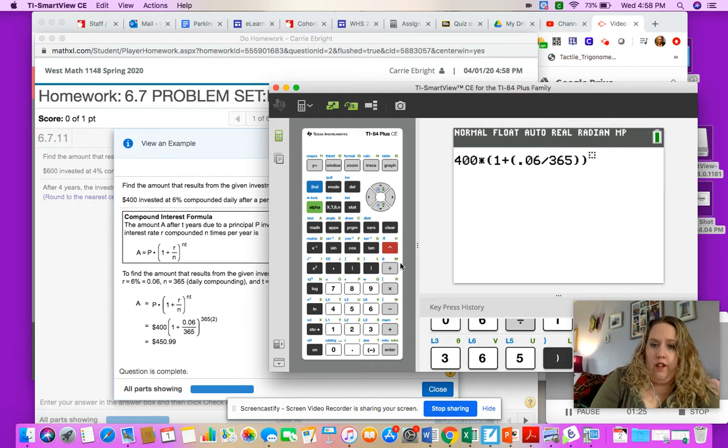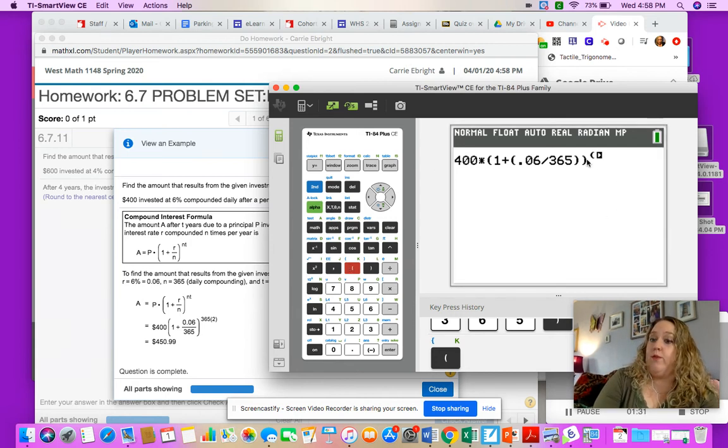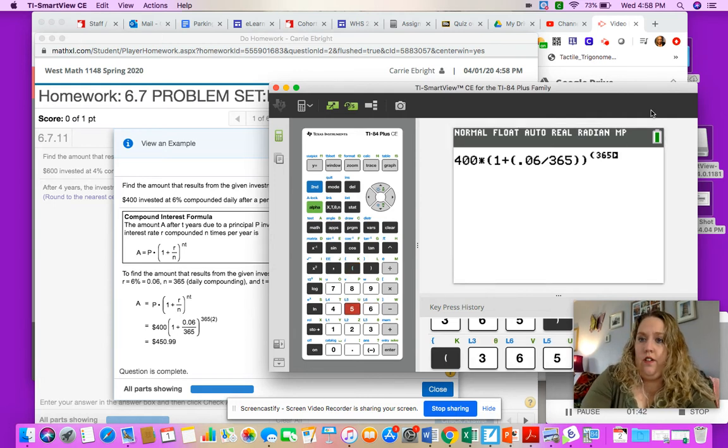Raised to the, now this is where I always put in parentheses. Depending on your calculator, sometimes it won't look as pretty as this, where it puts it up in what we call pretty print, or it's up in the corner like that. Sometimes it doesn't do that. Like when I was working online, it didn't do that. So I made sure I put these in parentheses, the 365 times 2.